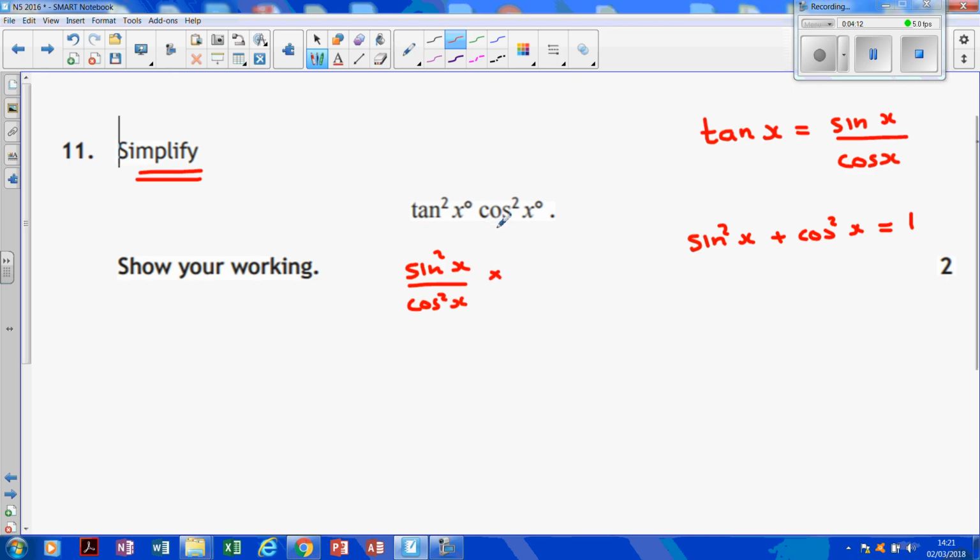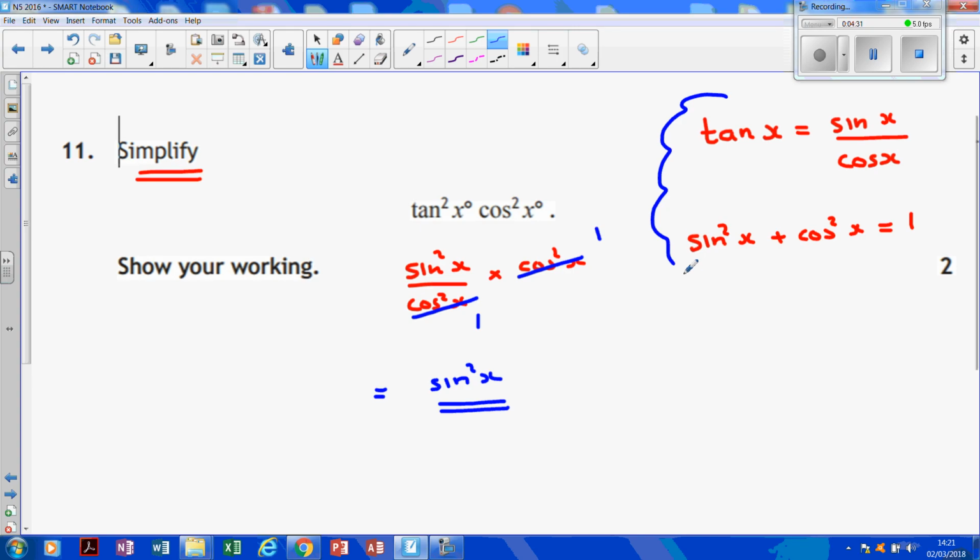And to that, we've got times cos squared x. Now, if you look at those two things, cos squared x is in the bottom, cos squared x is in the top, so we'll divide top and bottom by cos squared, and the answer turns out to be sin squared x. Now, these can be quite easy or they can be tricky.